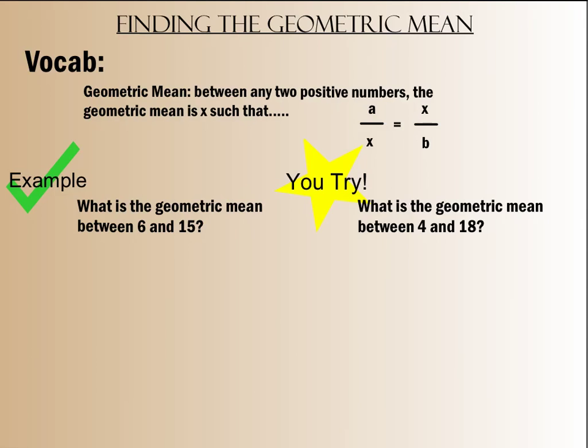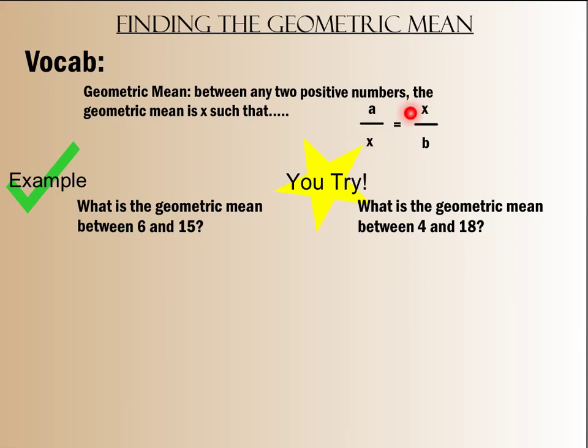The next thing we're going to look at is finding the geometric mean between 2 numbers. So we first need to know what this is. Geometric mean between any 2 positive numbers is the variable x such that a over x equals x over b. Okay, and if you remember when we learned about proportions in the first place, we said these 2 things were called our extremes because they were on the far ends, and then these things in the middle were called the means. Okay, so that totally makes sense.